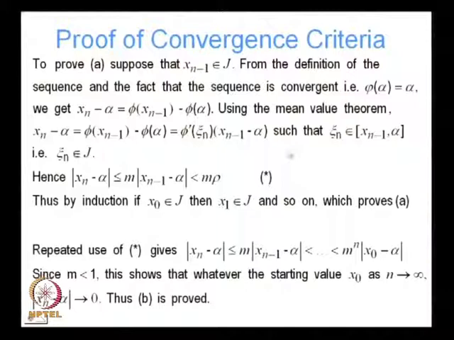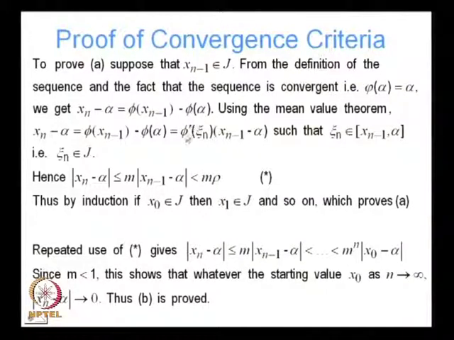Xi n is going to belong to J because xi n lies between xn minus 1 and alpha, and I already assumed that xn minus 1 belongs to J. So, since xi n lies in that interval, it obviously means that xi n also belongs to J, right. And then if I take mod of both sides, I have mod of xn minus alpha is less than or equal to m times mod of xn minus 1 minus alpha.